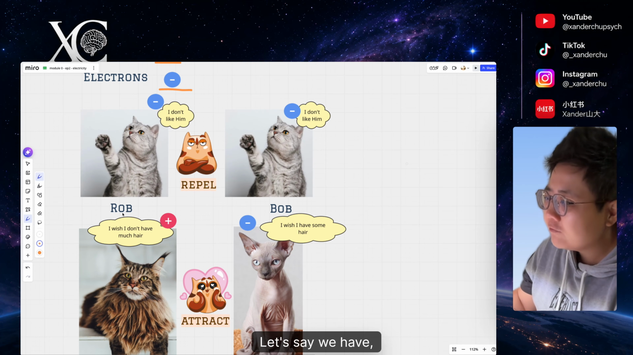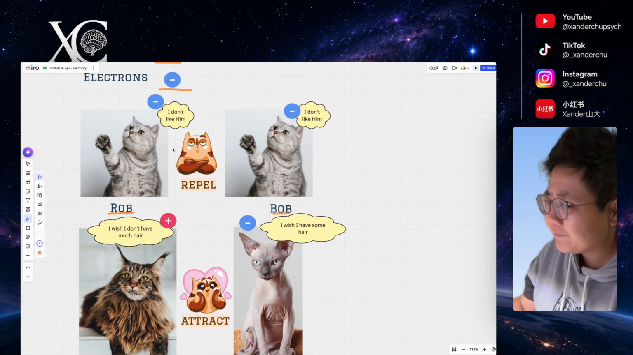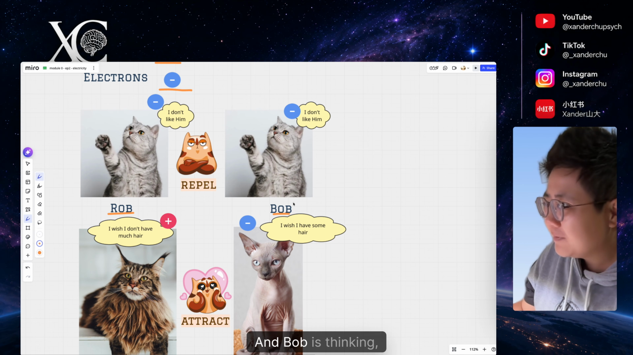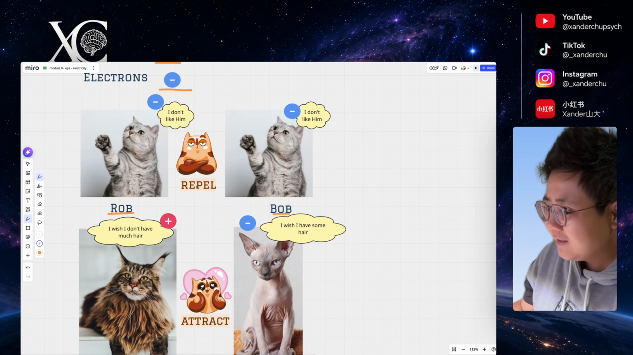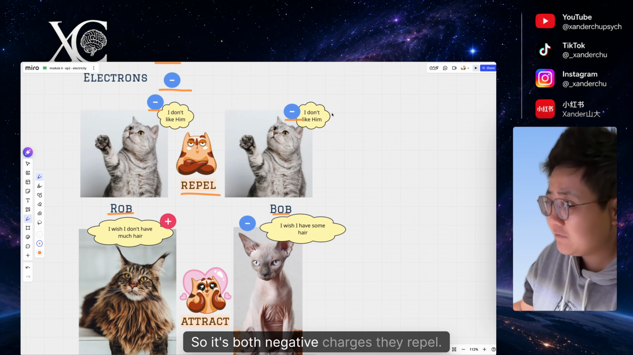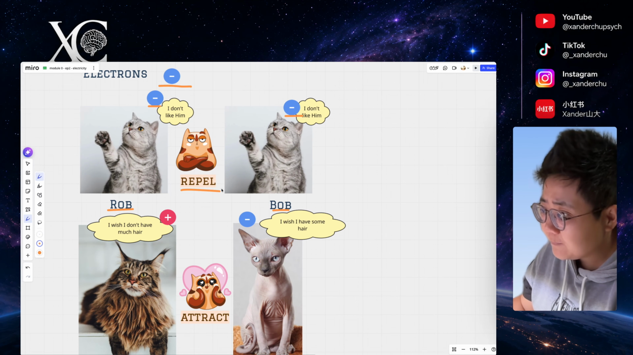Let's say we have Rob and Bob here. They look the same. And Rob is thinking, I don't like this guy. And Bob is thinking, I don't like this guy. They are too similar. And so they repel. So if both are negative charges, they repel. Same goes for both positive charges.